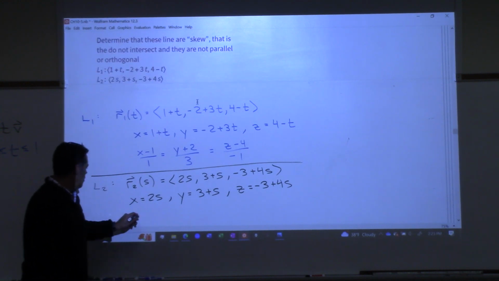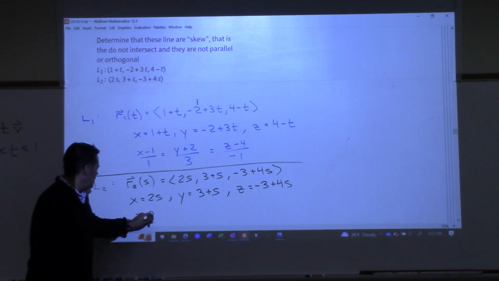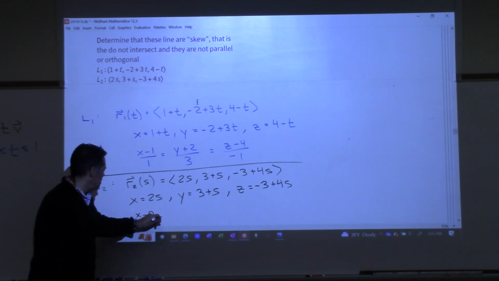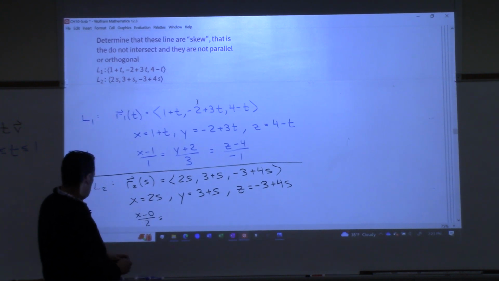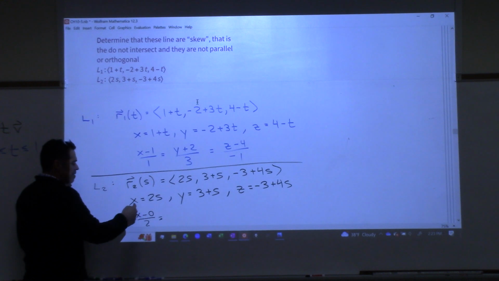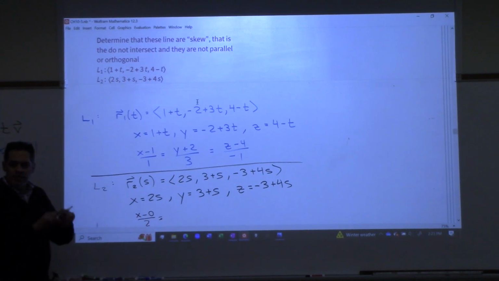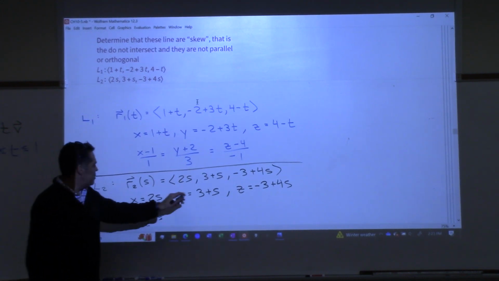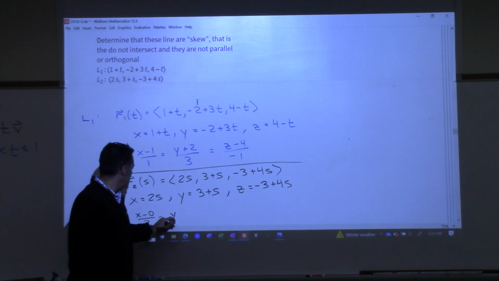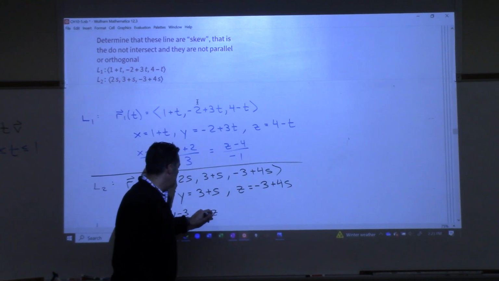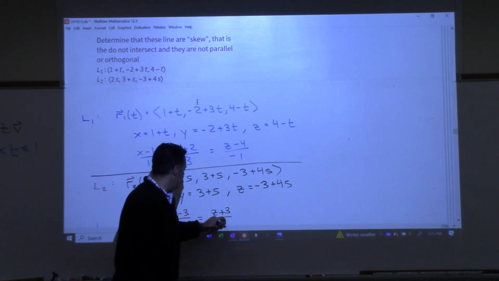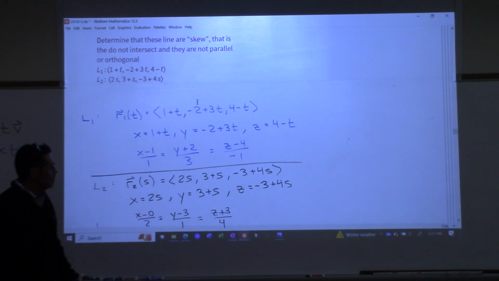My symmetrics would be (x minus 0) over 2 is s. So I moved the 2, sorry, I messed that up. Oh, no, I didn't. That's right. So I didn't have to move anything over. I just divided both sides by 2. But I wrote it as x minus 0 so that you could see the point on top. This one would be y minus 3 over 1. And then this one would be z plus 3 over 4. Cool.